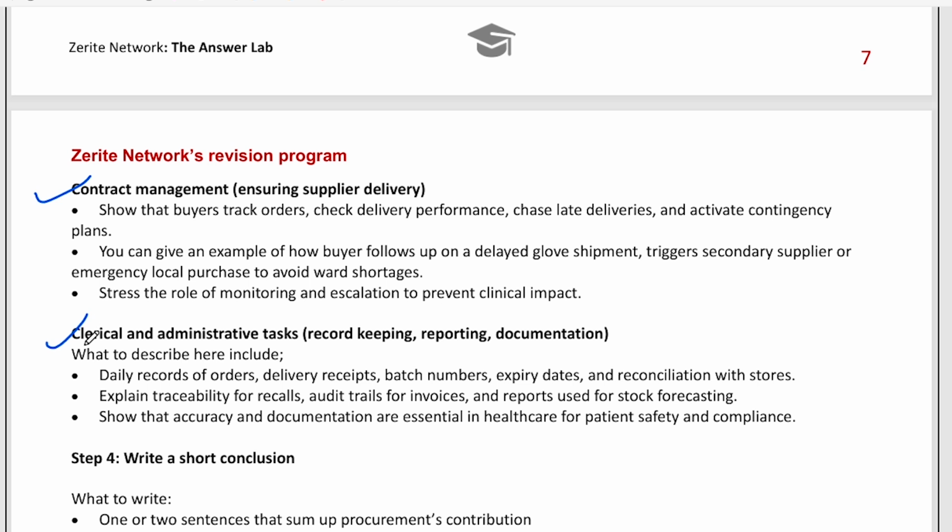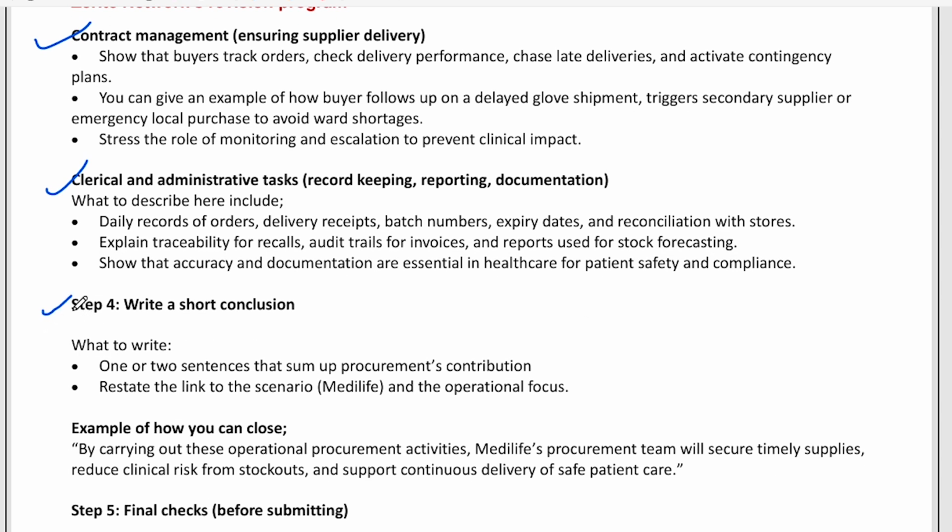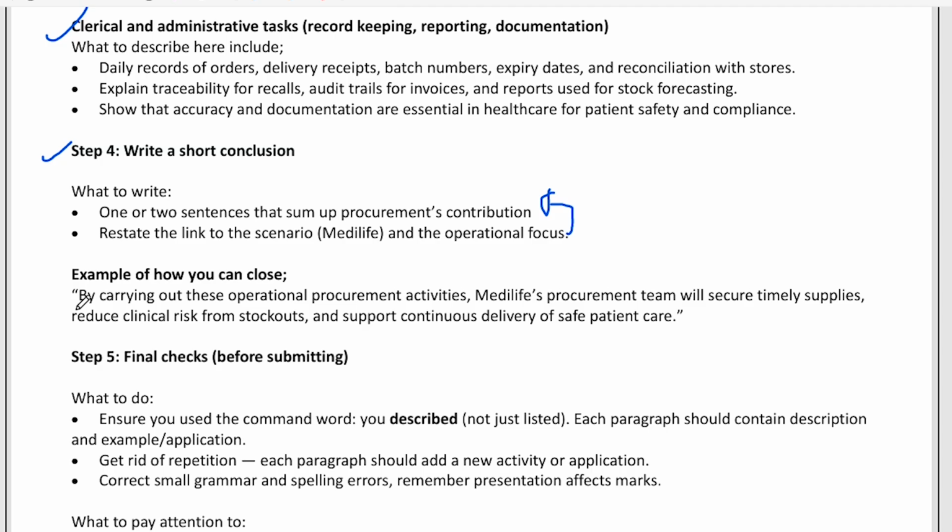So now that's your body. Make sure you read all that. And once you've written the body, there is a conclusion. So your conclusion, okay, write 1 or 2 sentences that sum up procurement's contribution, and especially make sure that you link it. You always want to write the theory and then you link it, because these are scenario-based questions. An example here will be, by carrying out these operational procurement activities, Medilife's procurement team will secure timely supplies, reduce clinical risks from stockouts, and support continuous delivery of safe patient care. That's your conclusion based on the activities.